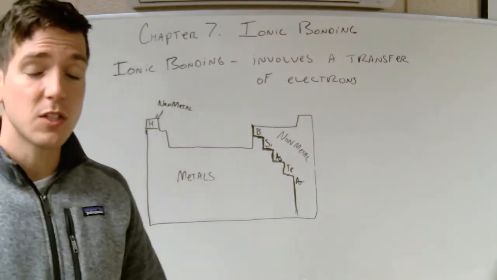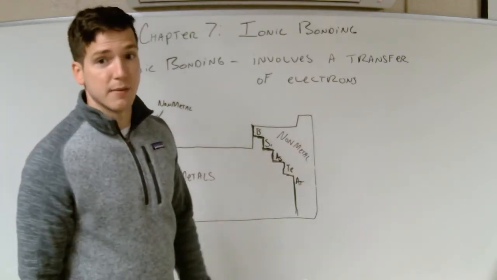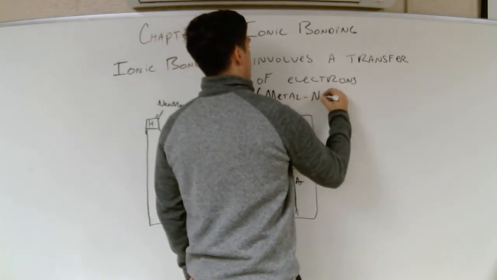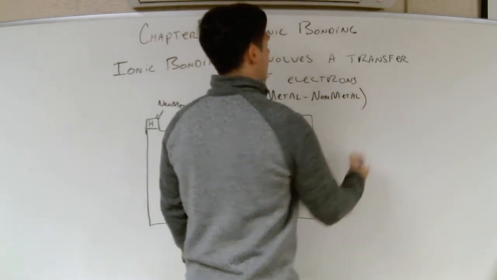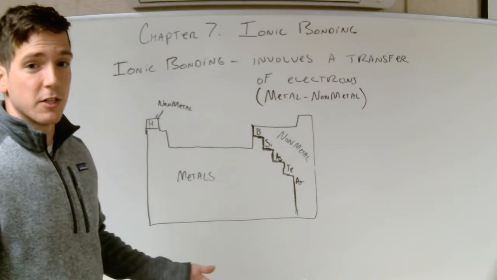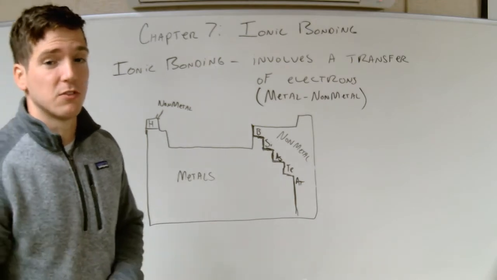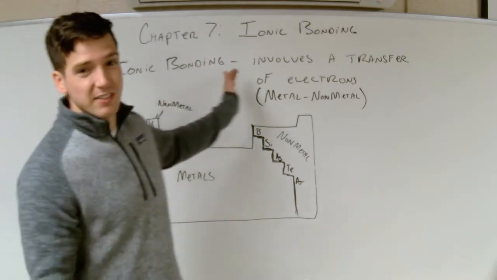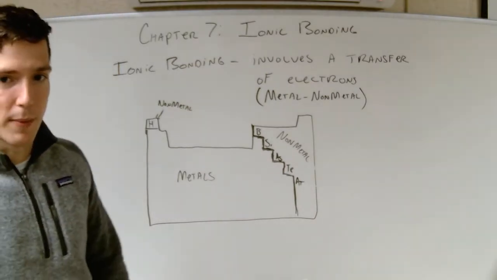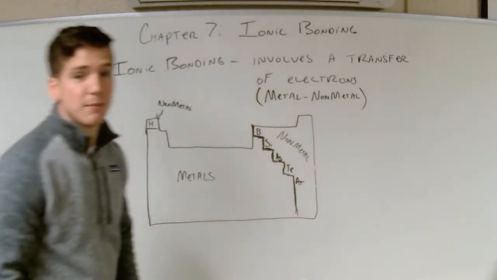Okay, so ionic bonding is going to involve a metal and a nonmetal. So I'm going to put in parentheses metal to nonmetal bond. So if I ask you what is ionic bonding, you'll say either it involves a transfer of electrons, or you'll say it's a bond between a metal and a nonmetal. Either one of those is fine with me. The more accurate definition is that it involves a transfer of electrons, but for our sake, I'm cool with either. All right, so let's talk about something else real quick.